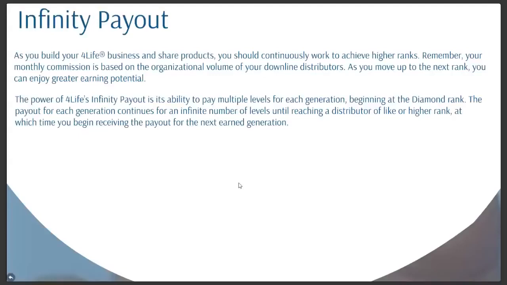So the payout for each generation can continue for an infinite number of levels until reaching a distributor of like or higher rank in your downline organization. And once it does, at that time, basically you begin receiving the payout for that next generation earned, if you have multiple percentages that are paying out infinity payout.